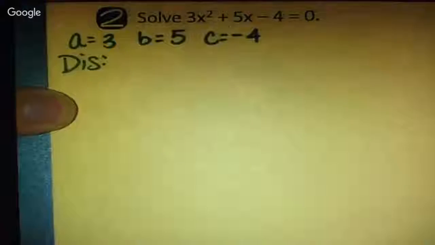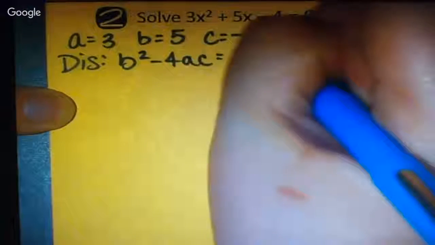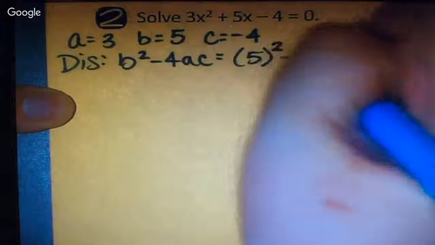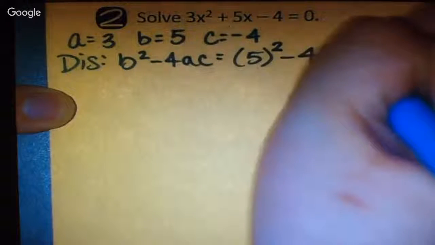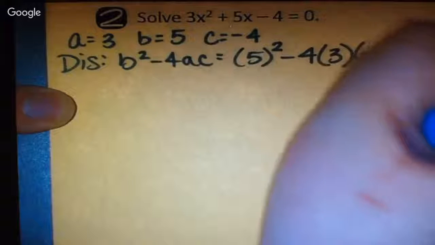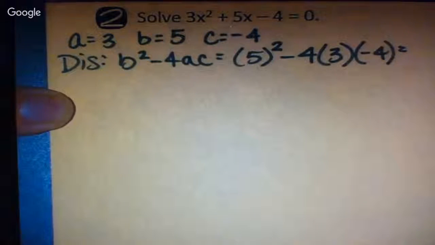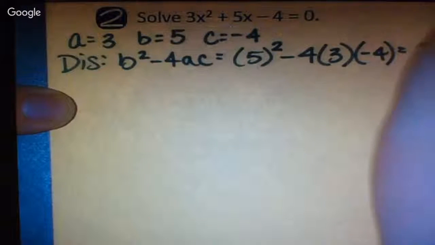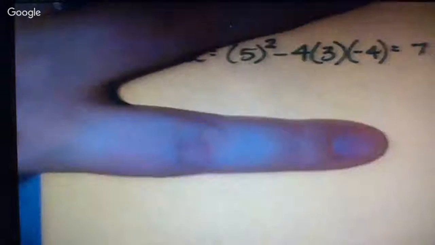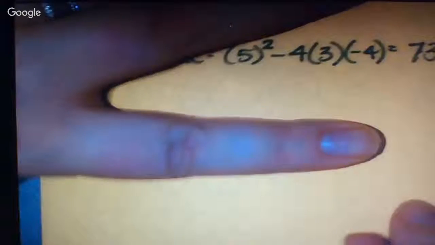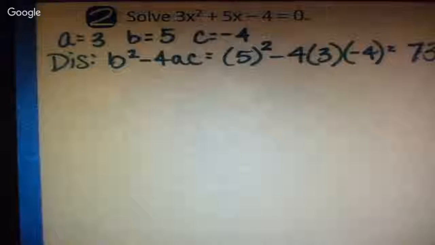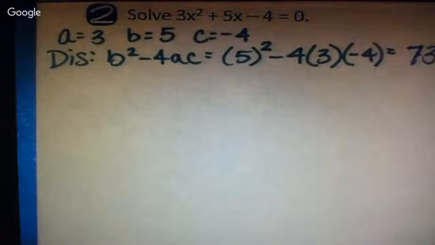Okay, discriminant, again, is B squared minus 4AC. So we plug in 5 and square it, minus 4 times 3 times -4. 73. Okay, this is why we use the quadratic formula. Can you take the square root of 73? No, it's not a perfect square.